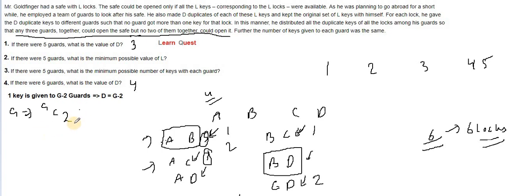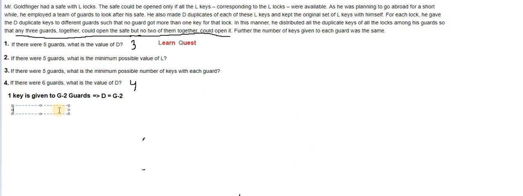So this L, the number of locks, now I will simply write it. The minimum value of the number of locks is equal to GC2, because this is the at least I am saying. At least GC2 locks are there for sure, because that many keys they would be lacking. So if that many keys are there, it means that many locks are there. So L minimum is GC2. Now this answers our second question. The question is, if there were 5 guards, what is the minimum possible value of L? That will be 5C2. That gives us the answer as 10.